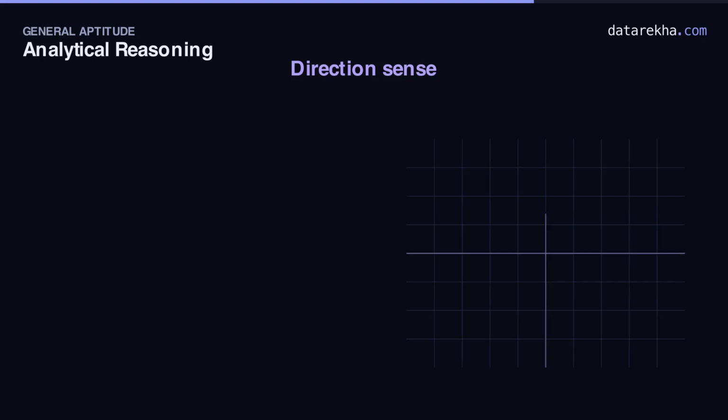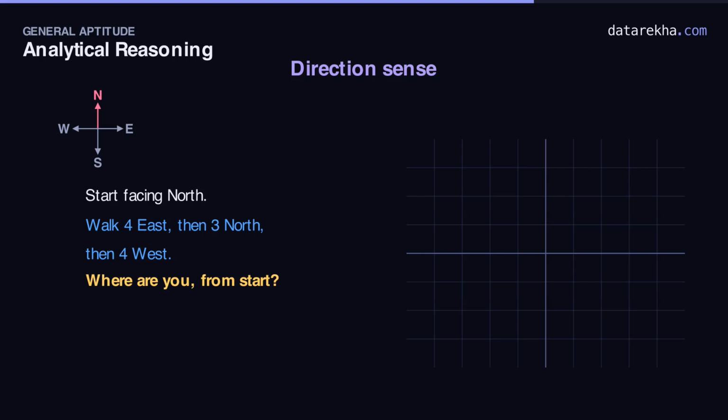First path, start facing north. Walk 4 east, then 3 north, then 4 west. Where do you end up relative to the start? Draw a grid and step it out.